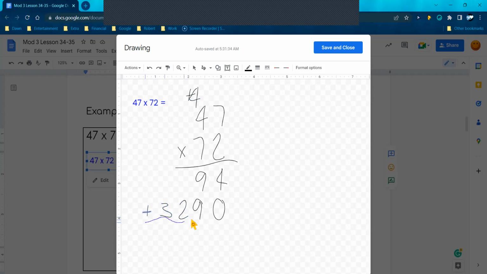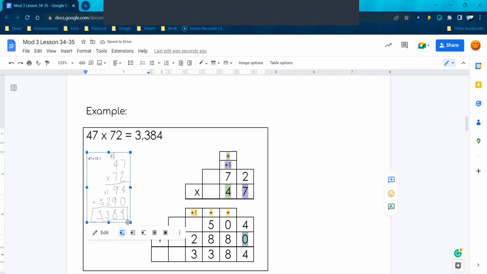Now I'm going to go ahead and add. Let's try that equal sign one more time. Look, I did a little better. We do 4 plus 0, which is 4. 9 plus 9 is 18, so I do my 8. I carry my 1. 1 plus 2 is 3, and 3 plus nothing is 3. And because it's thousands, I need to add my comma. So let's go see if this is the answer we came up with on the other side, 3,384. Look at that.